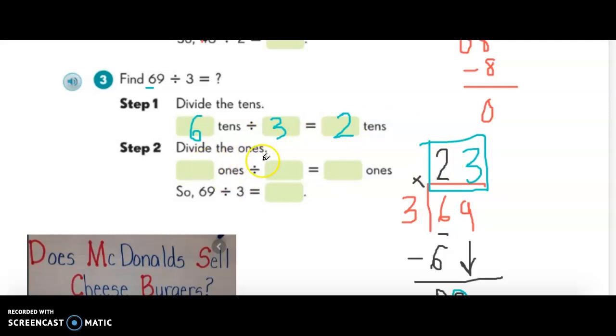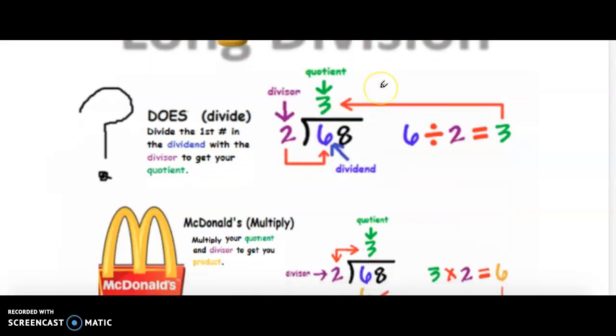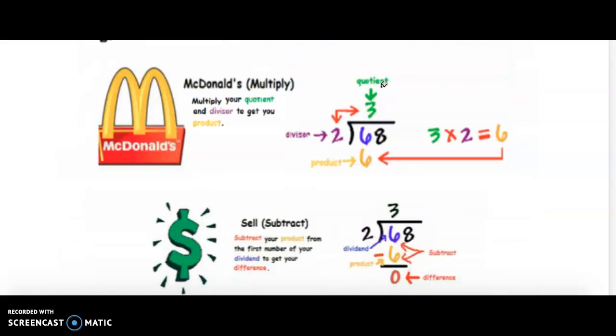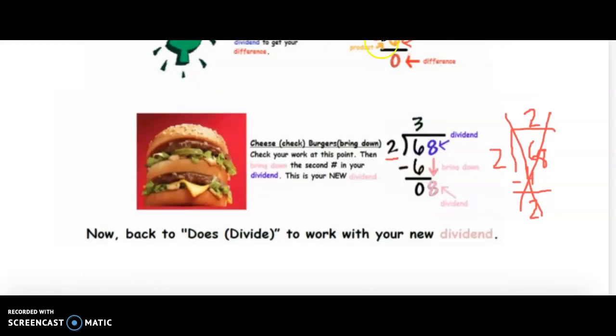Then next is to divide the ones. So in our ones we had a 9, and we divided that by 3, and we got 3, and this we write as our final answer, which we have over here. 2 tens and 3 ones, which is 23. So again, feel free to use this and run through this. This will be in your slides to help you, and just use those different steps to guide you.